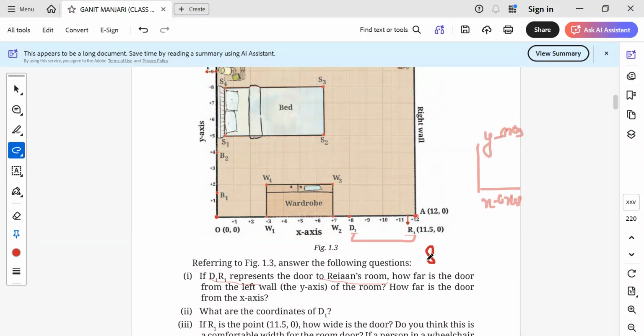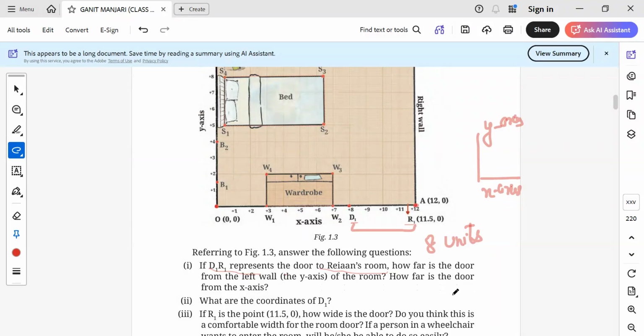It is 8. Either you can write on the 8 feet or you can write on the 8 units. Understood? Second, how far is a door from the x-axis? Means how far it is from the y-axis. We have calculated from here to here. Now they are asking how far this point is from the x-axis.